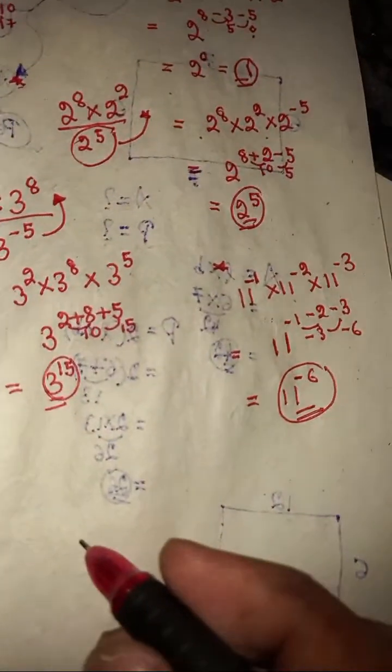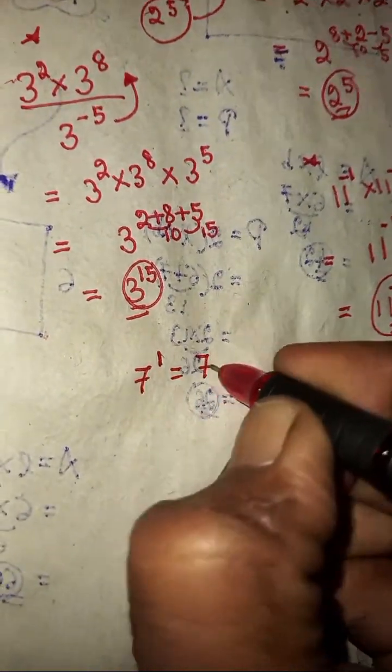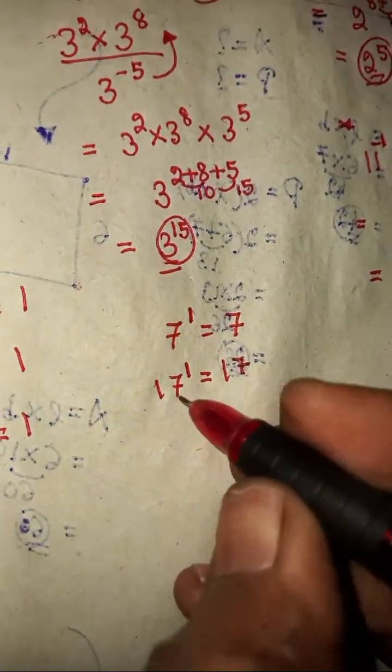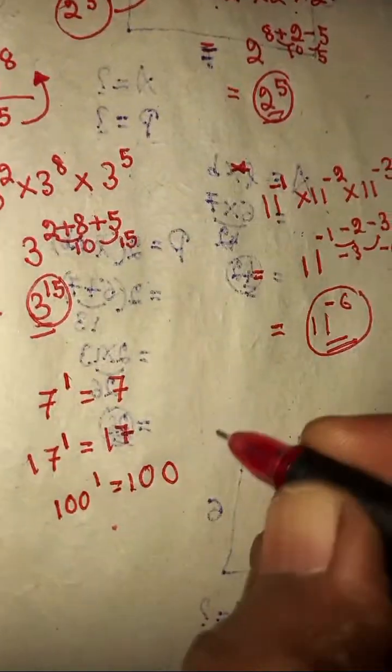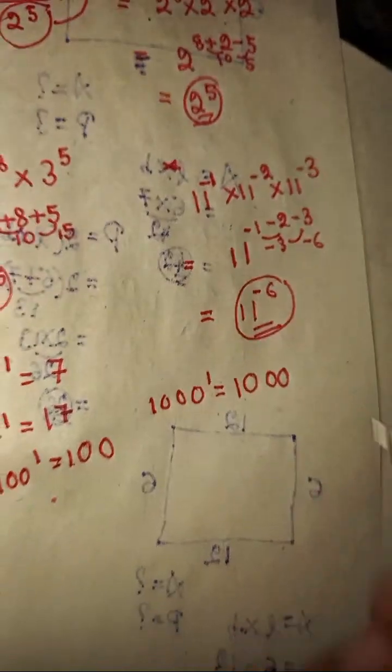And the next thing is any number to the power of 1 remains the same. 7 power of 1 remains 7. 17 power of 1 remains 17. And 100 power of 1 remains 100. And 1000 power of 1 remains 1000.